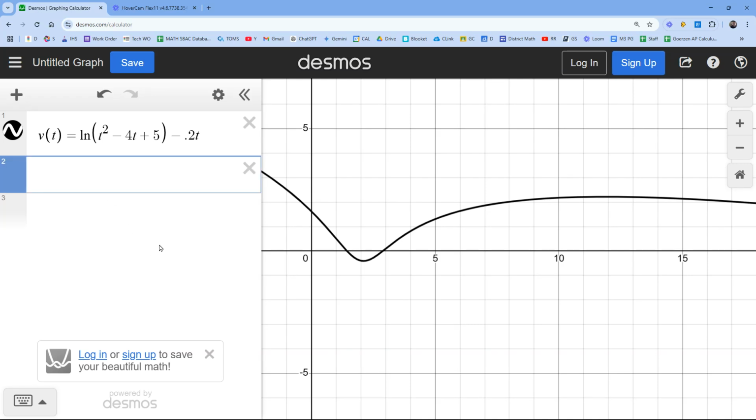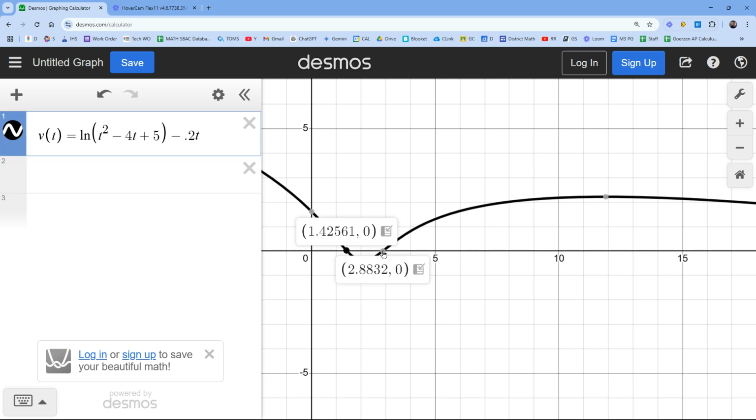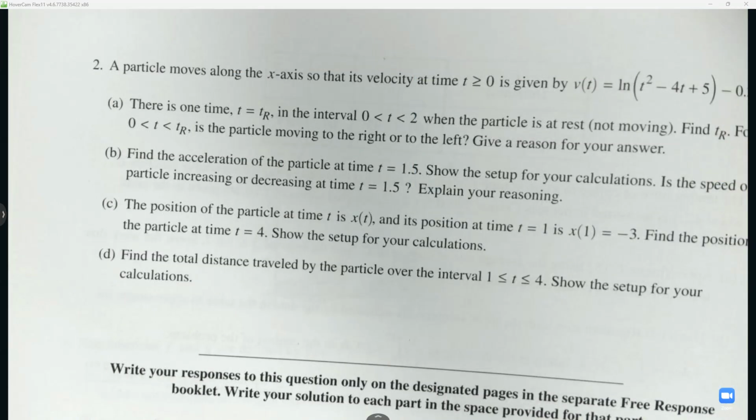So in part A it says, is there a time in the interval when the particle is resting, not moving? So to know if it's resting is when the velocity, which is what the graph is, is equal to 0. So what is the x-intercept? So I'm going to click on them, and you can see there are 2 moments where it is resting. But it wants the time between 0 and 2. So the second time is after 2. So the one number they're looking for is that first number right there. So I'm going to write that in.